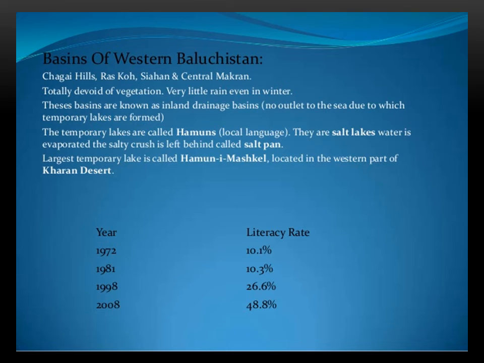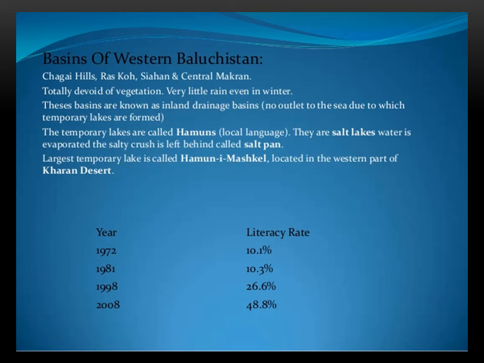On page number 13, after basins of northern Balochistan, there's a part B, which is basins of western Balochistan. There are a number of basins between mountain ranges such as the Chaghi Hills, Raskoh, Siahan, and Central Makran. This area is almost totally devoid of vegetation. Devoid of vegetation means without vegetation or bare of vegetation, and there is very little rainfall even in winter.